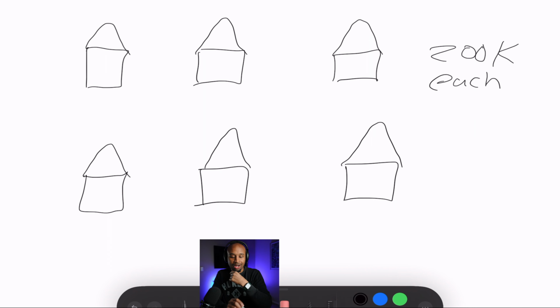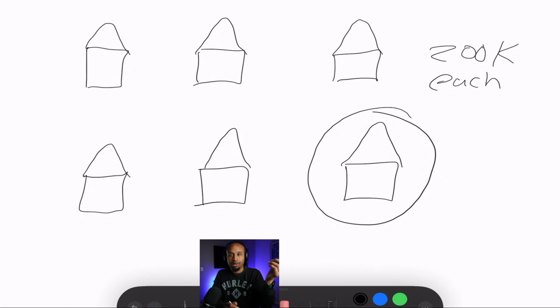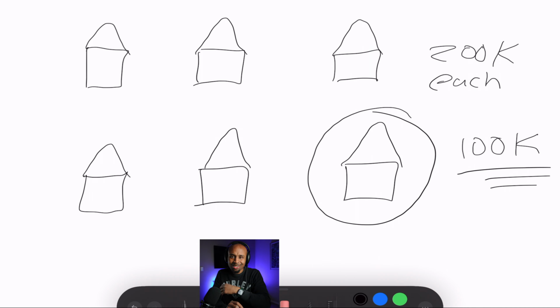if you find a house in this neighborhood, let's say you find this house, you manage to get in contact with the seller and you talk to the seller, and the seller tells you that he or she wants $100,000 for it. That's a deal, bro. That's a deal. That is a great deal.